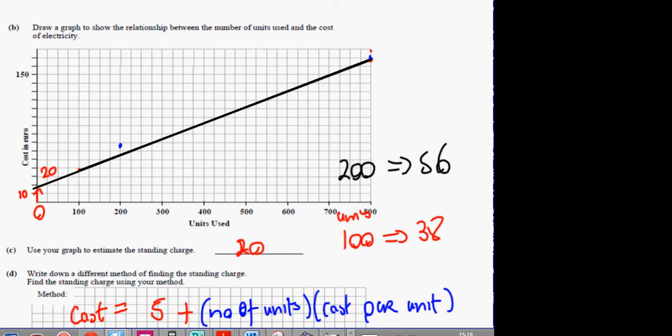Okay, now look at this. What's the standing charge again, guys? 30? 36? Okay, so let's try this again. I'm going to try to go up to 36. 36 would be easier to get.